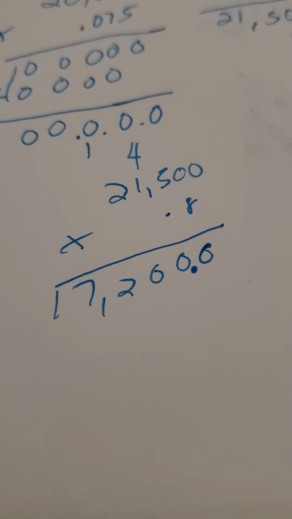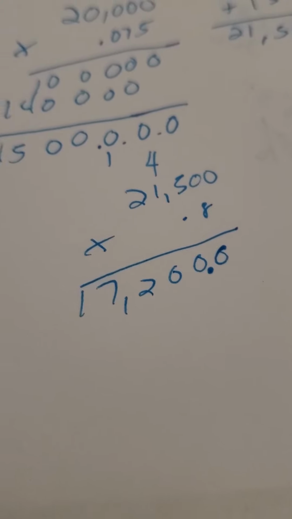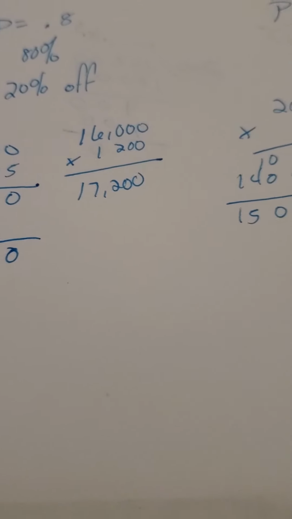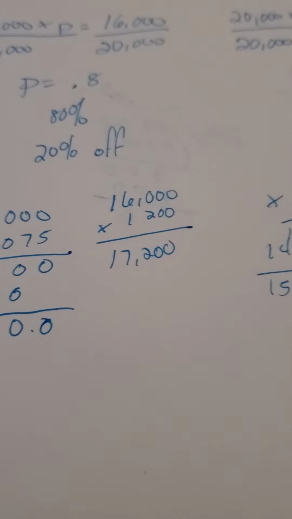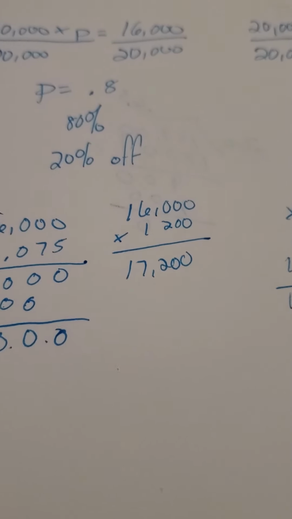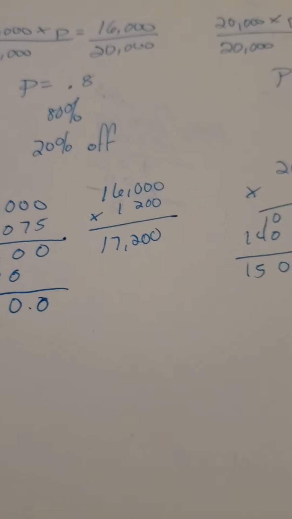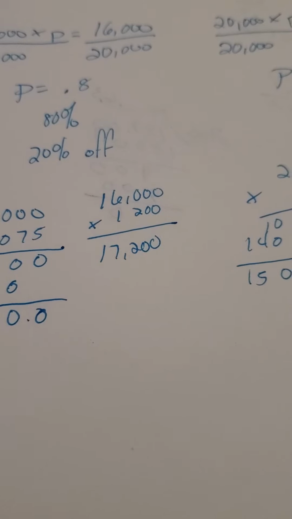That means you're going to pay 80%, and you get 17,200. So you get the exact same amount. So it does not matter, because in multiplication, it doesn't matter what order you multiply everything in.